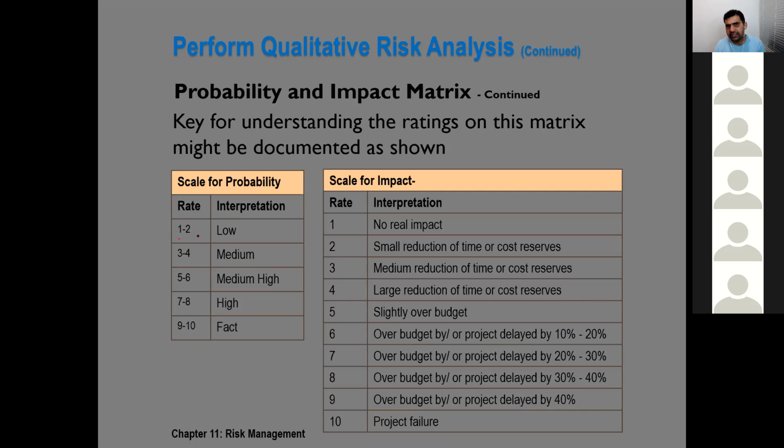If probability is only 1 to 2, probability is low. 3 to 4, probability is medium. 5 to 6, medium high. 7 to 8, there is a high probability that the risk must come. In fact, 7 is nothing but 70% probability, isn't it? If probability is 70% or above, an action is a must. And if probability is 9 to 10, it is just like a fact.